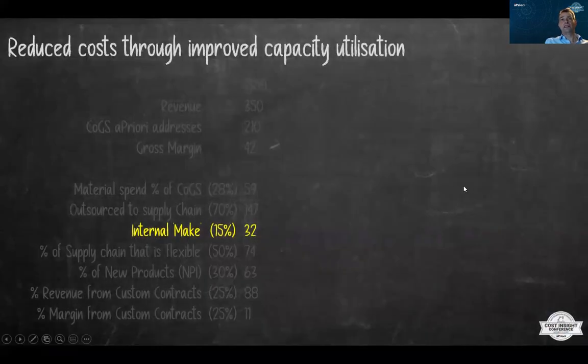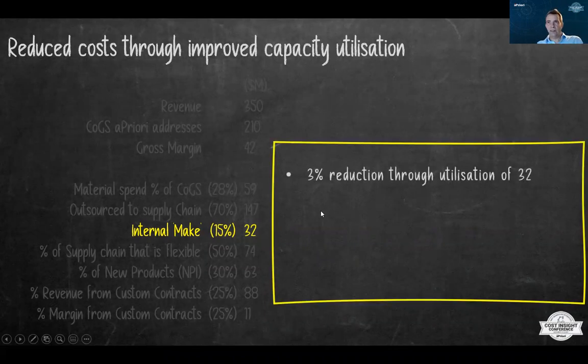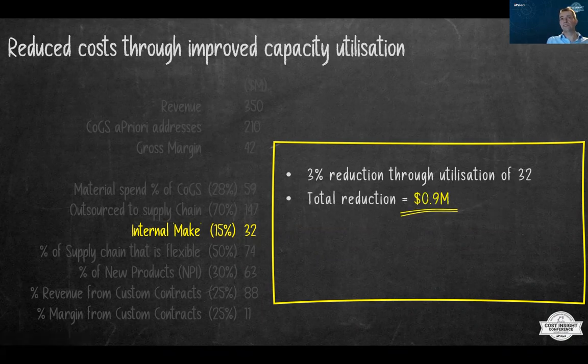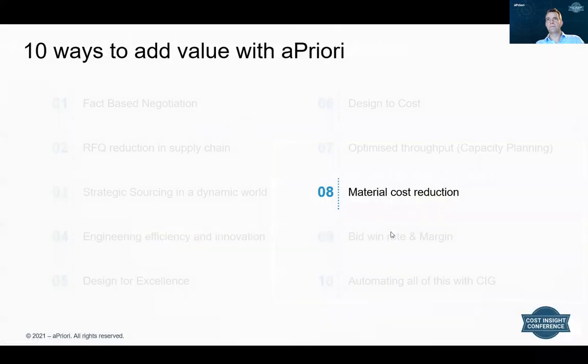aPriori does the same with material as well. But if we look at our internal costs, let's say 32 million, and we take 3% out of this through better utilization, then that's worth nearly $1 million to us. Just by optimizing our manufacturing facilities a smidge, just a wee bit better, equals nearly $1 million, which is huge. So that same principle, as I said, applies to material cost reduction.